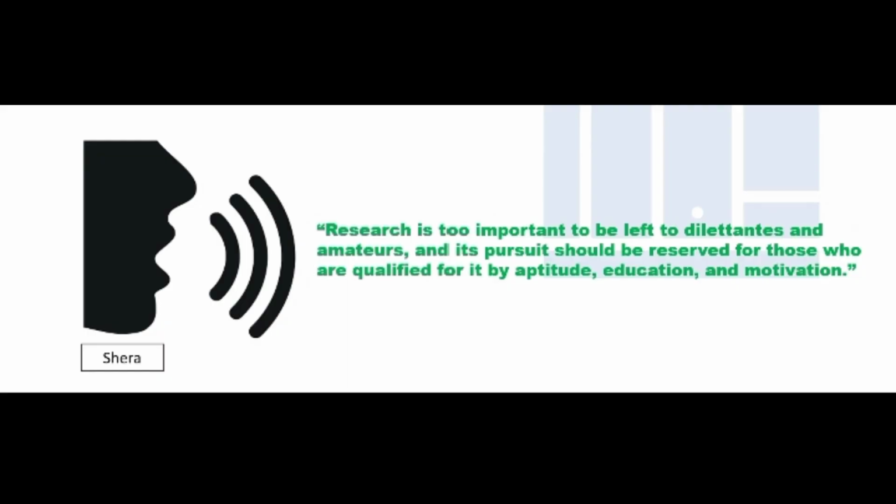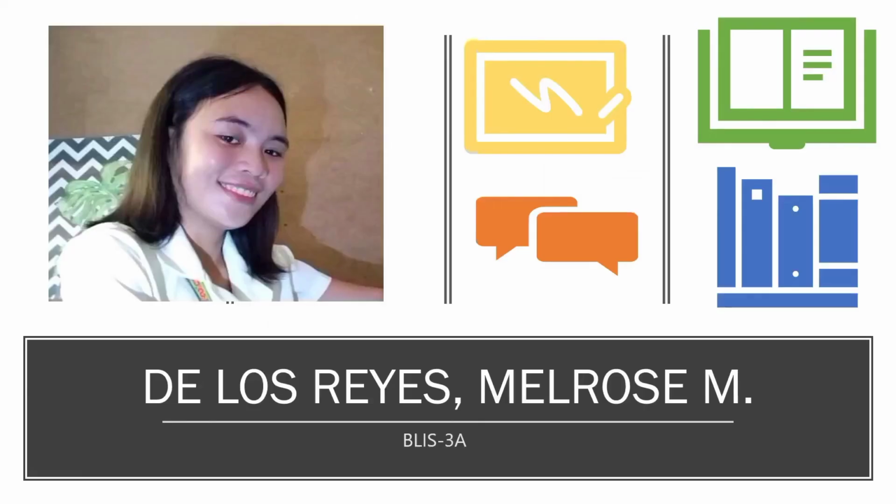Shera provided at least one answer to these questions when he wrote, "Research is too important to be left to dilettantes and amateurs, and its pursuit should be reserved for those who are qualified for it by aptitude, education, and motivation." In short, education appears to be one key to solving the problem. Not only can education provide the basic skills needed for conducting research, but it can help to shape attitudes and supply motivations.